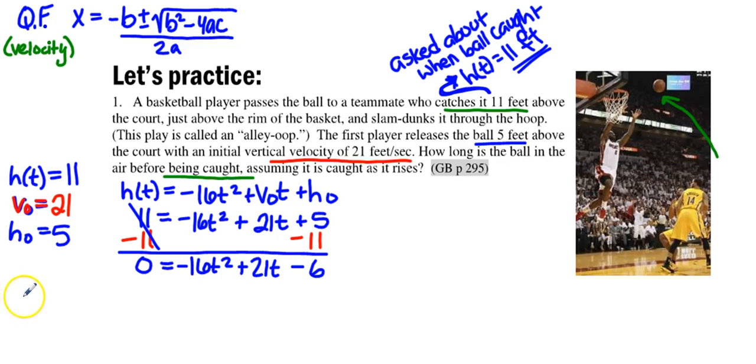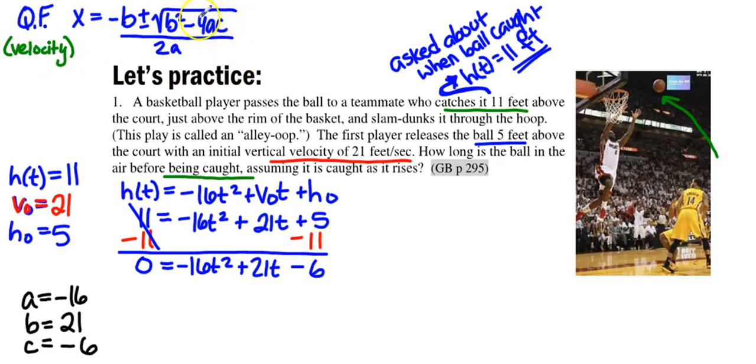Now I can identify A, B, C. I'm actually going to change colors here just for the notes because we're about to get into the quadratic formula. So A is negative 16 because that's what's next to the squared term. B is always what's next to x, or in this case t. So my middle term here, plus 21. You don't need to write the plus, just 21. And then last but not least, C is my constant term, which is negative 6.